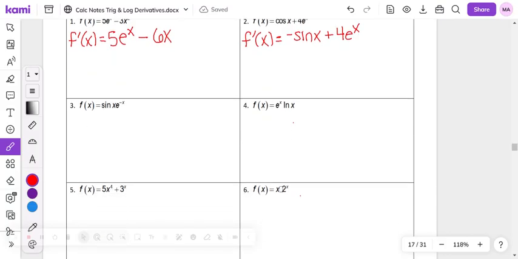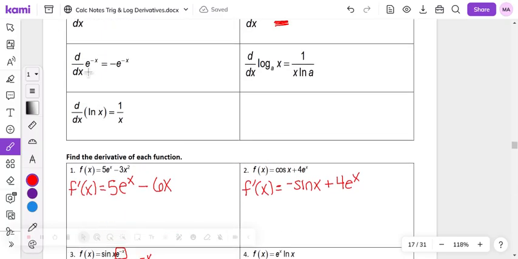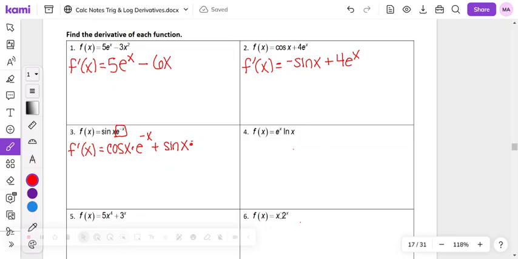Okay, next one. So now we're going to have to use product rule. No big deal, right? We're good at that. So the derivative of sine is cosine of x times e to the negative x plus sine of x times, and now we have to derive e to the negative x. So we look up here and notice the derivative of e to the negative x is negative e to the negative x.